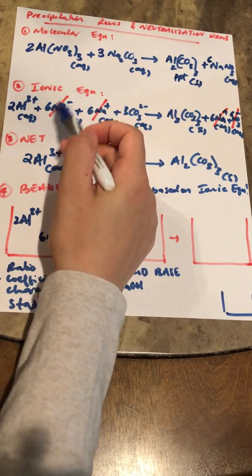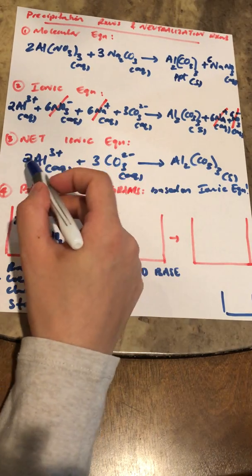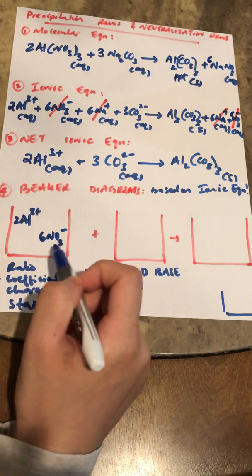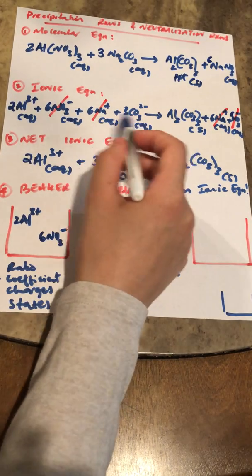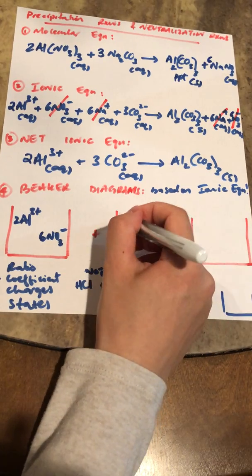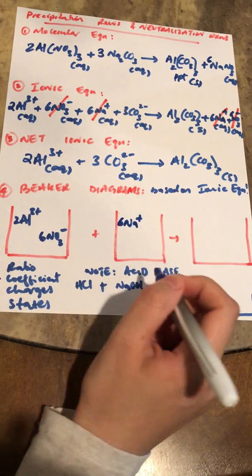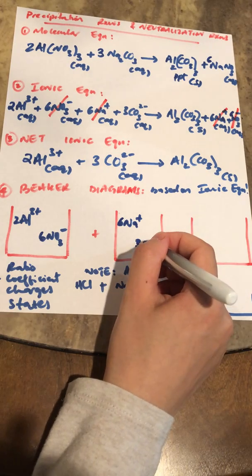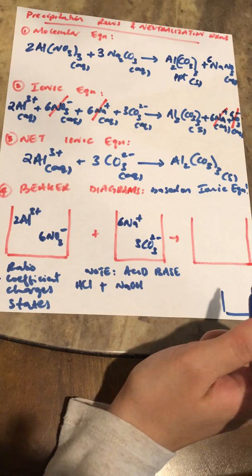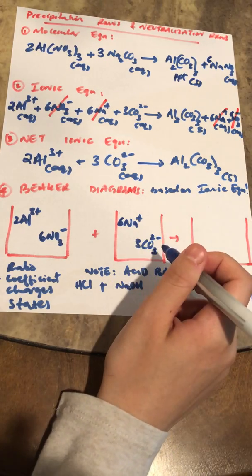The only reason why we crossed it out was just to come up with the net ionic equation. So don't forget your 6 NO3 minuses. Now, as the second reactant, we have 6 sodium plus over here, and we have a 3 CO3 minus 2. Okay, so that would be my second reactant.